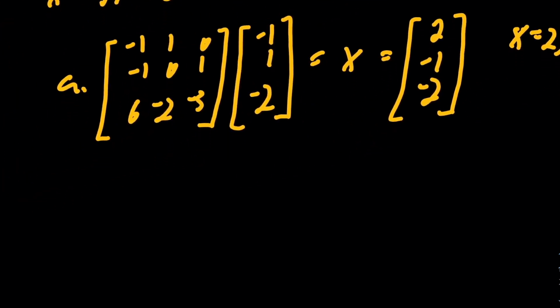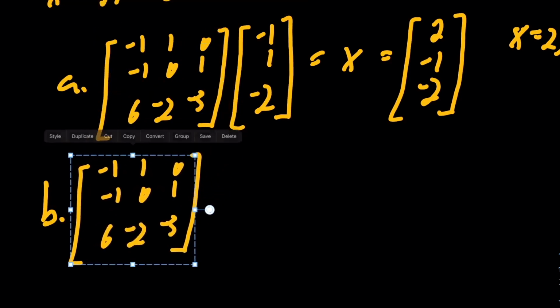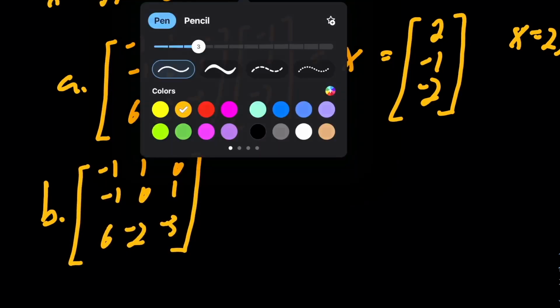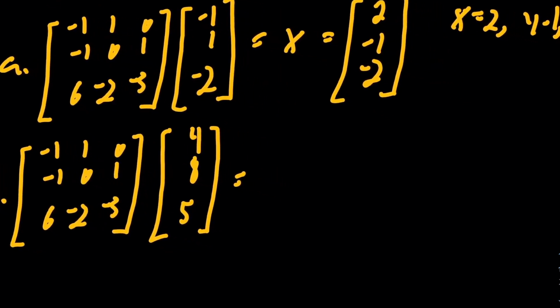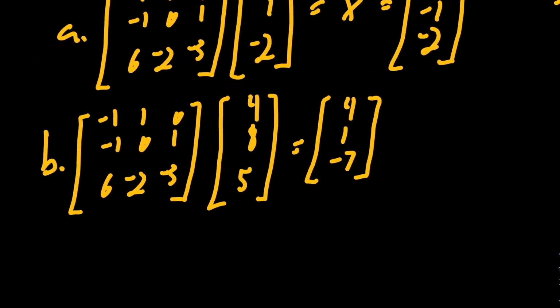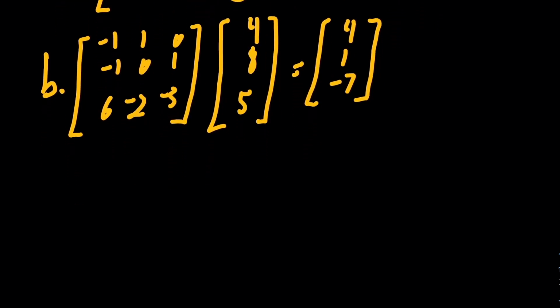And now, we rinse and repeat, but with a different B value. So we grab this matrix and multiply by the column vector of 4, 8, and 5. By applying matrix multiplication on your graphing utility, we get a column vector of 4, 1, -7. In this system of equations, different solutions are produced where x is 4, y is 1, and z is -7.